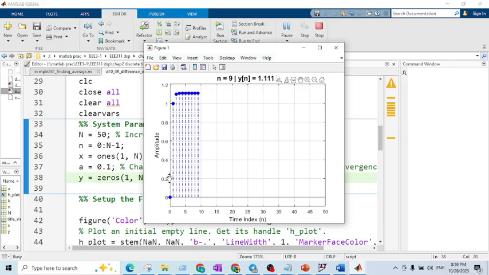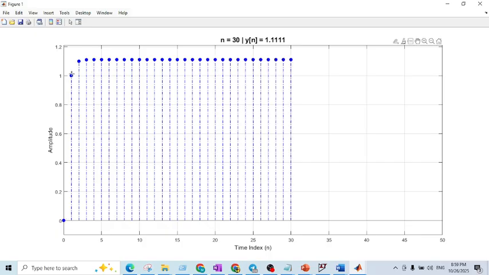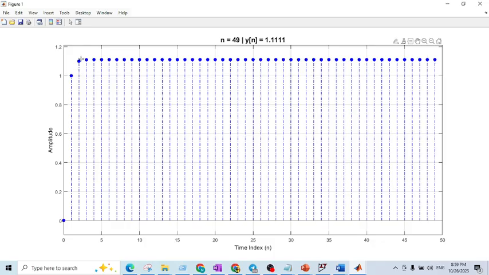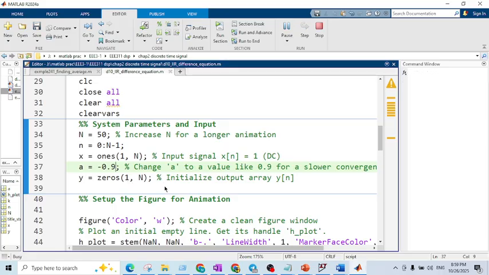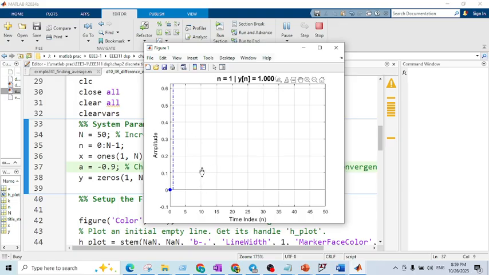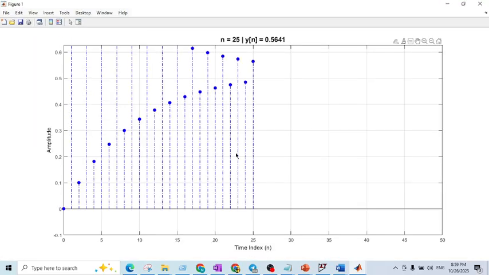What's happening? Oh, you see, it's too fast. It takes pretty little time to go to the final steady state position. Okay, so now let's take another value. Let's take a negative a, and let's see what happens. I don't know what will happen. Let's see, I'm also exploring this thing. I think there will be oscillating behavior or something. Yes, you see what's happening actually.